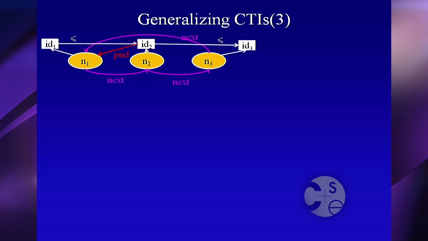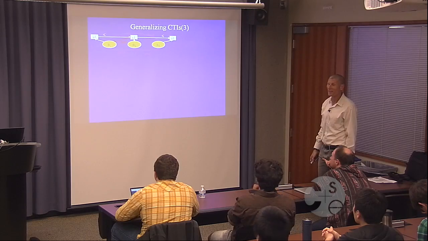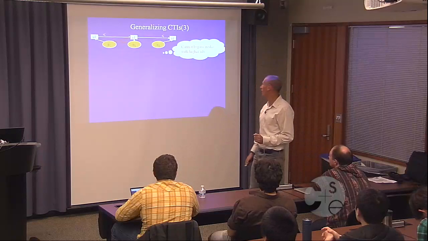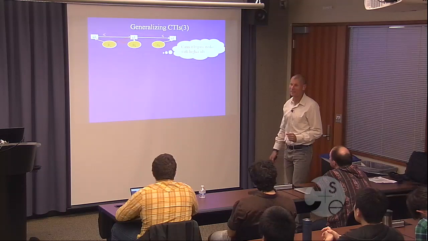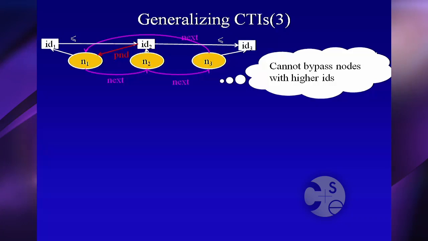You see, there are three nodes, one of them the next, and one of them is pending, and I'm showing the IDs in increasing order. What's going on? A message couldn't have passed. Exactly. You cannot pass a node with higher IDs. So we need to understand this kind of thing.